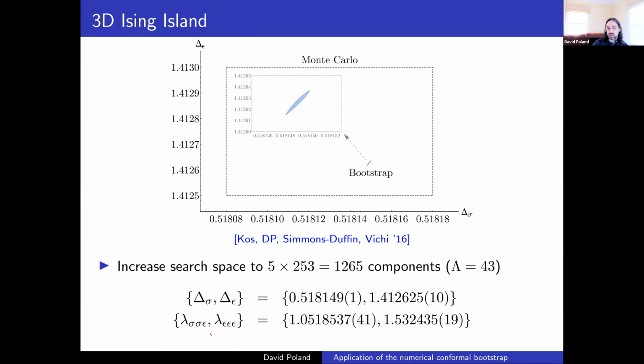I think in general, we've gotten more mileage out of including more crossing relations. Pushing derivative order sort of slows down. The size of the island seems to start converging to some finite size rather than continue to shrink once you push it far enough. So I think you'd get more mileage out of including more crossing relations than just pushing derivative order more and more.